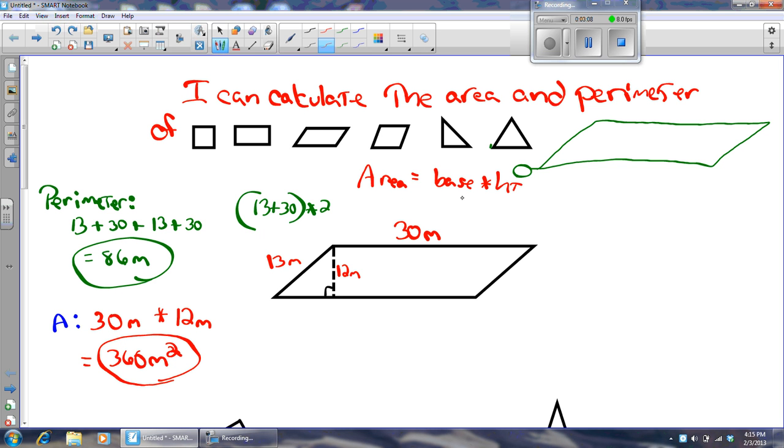Now, by the way, if you're wondering why this formula, base times height, works for all these different shapes, well, did you ever stop to think that this parallelogram might, just might be a rectangle in disguise? For example, if I cut off this triangle here, and he was here, right? And then I bring the cutoff piece over here. Look at that. What did I make? I made a rectangle, didn't I? With a base of 30 and a height of 12.